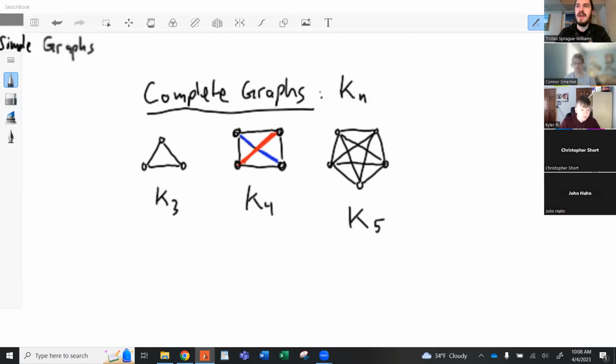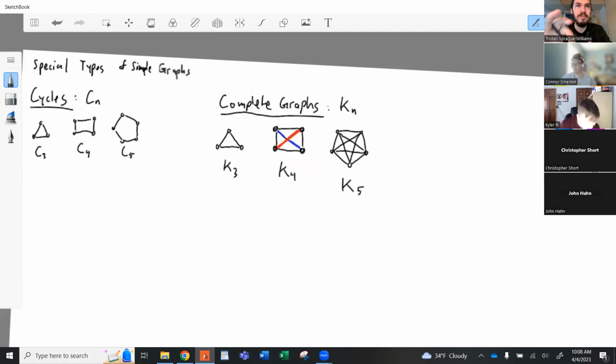So in a complete graph, every vertex is adjacent to every other vertex, which means that all of the vertices are of degree n-1. So you'll notice in K3, all of the vertices have degree 2. In K4, all of the vertices have degree 3. And in K5, all of the vertices have degree 4. While still being a simple graph, so no multi-edges and no loops.